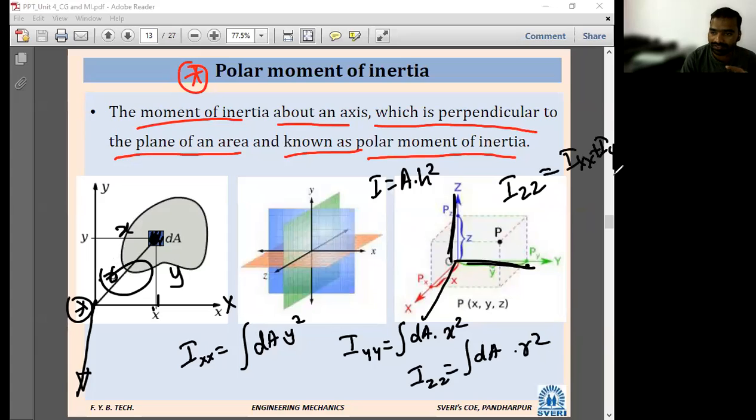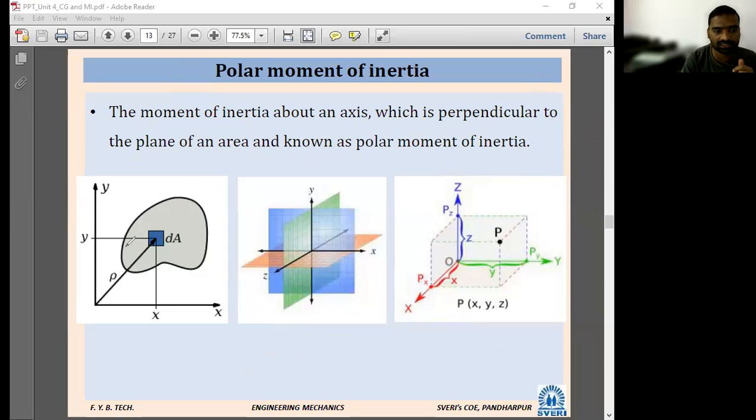Moment of inertia about xx, about yy is along x-axis and along y-axis. Polar moment of inertia is perpendicular to the plane. That is Izz. Okay, so all of you write on this. Draw this diagram. Only this diagram you have to draw. Instead of rho, you can draw it as r.